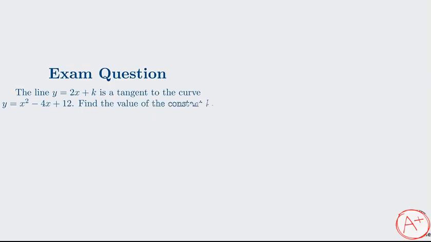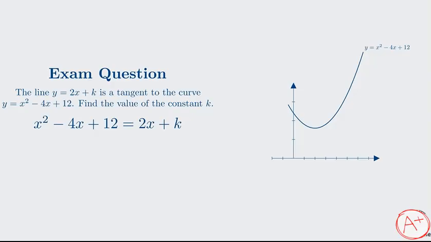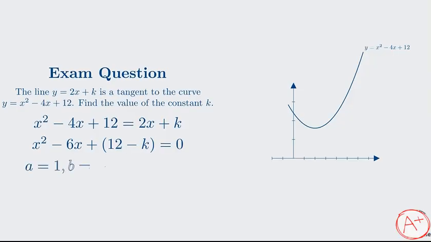Let's look at a question typical of the Cambridge 9709 paper. The line y equals 2x plus k is a tangent to the curve y equals x squared minus 4x plus 12. Find the value of the constant k. To solve this, we start by equating the line and the curve. Now, we rearrange into the standard quadratic form. For this specific quadratic, our coefficients are a equals 1, b equals negative 6, and c equals 12 minus k.